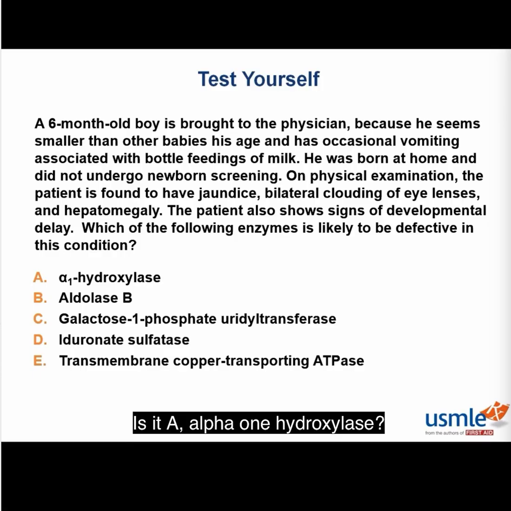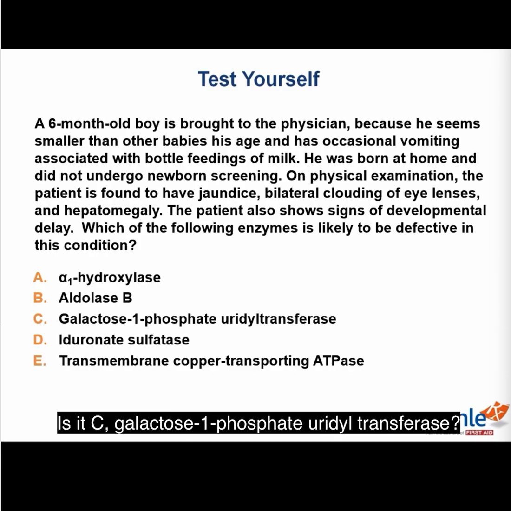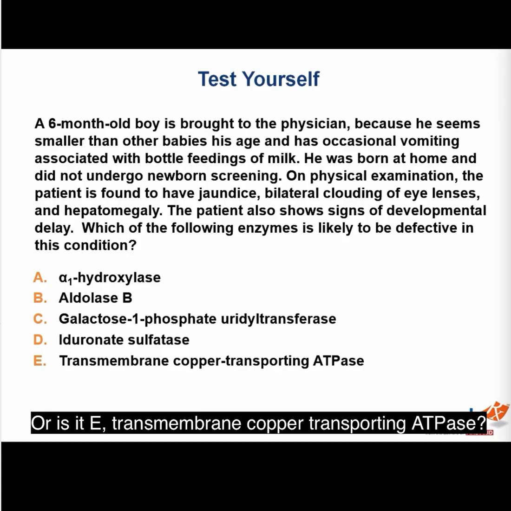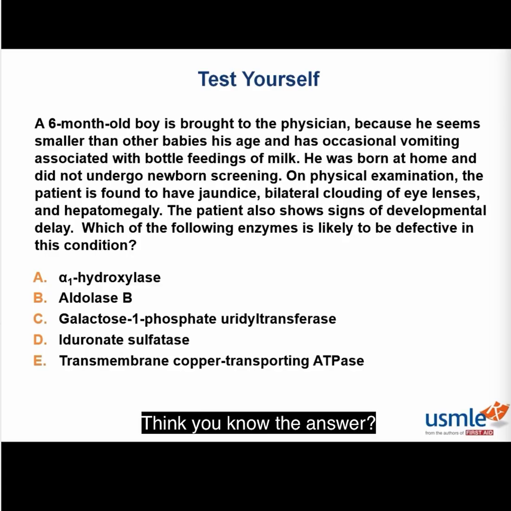Is it A, alpha-1 hydroxylase? Is it B, aldolase B? Is it C, galactose 1-phosphate uridyl-transferase? Is it D, iduronate sulfatase? Or is it E, transmembrane copper transporting ATPase? Think you know the answer?